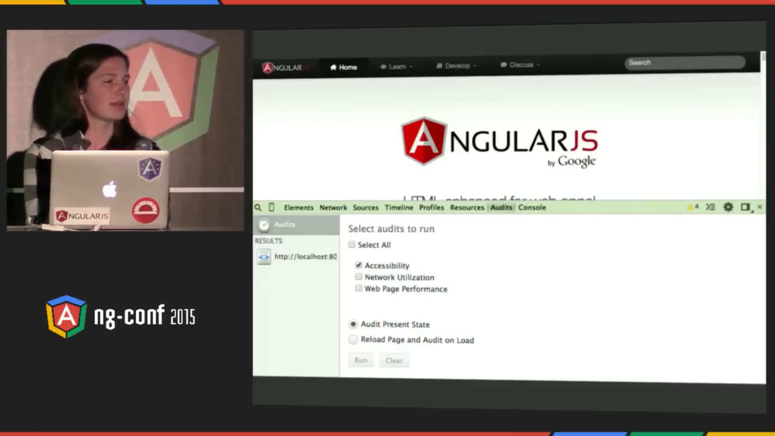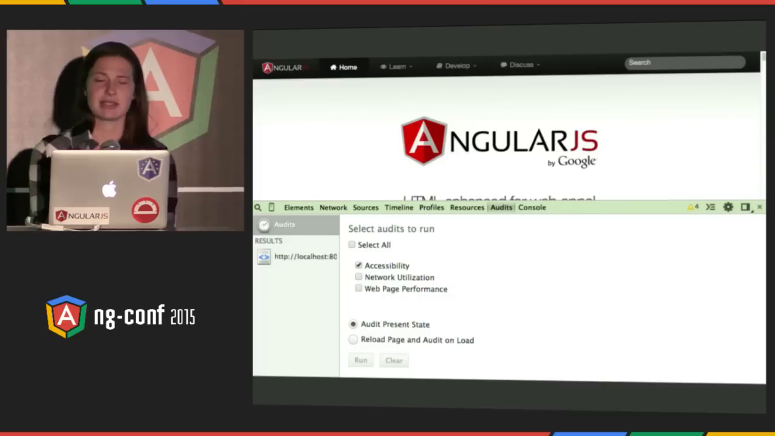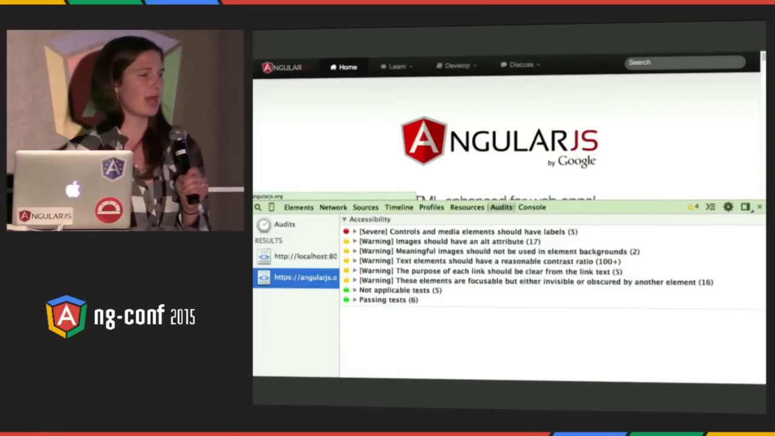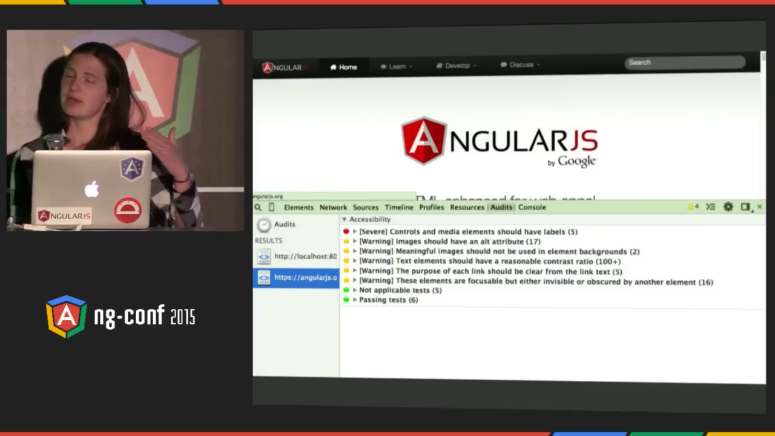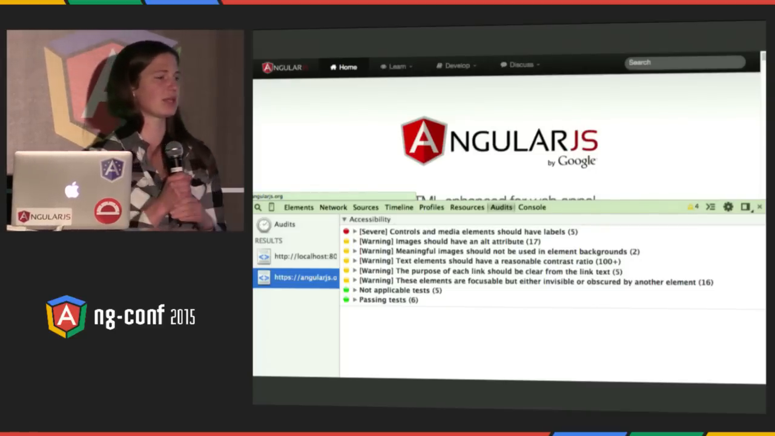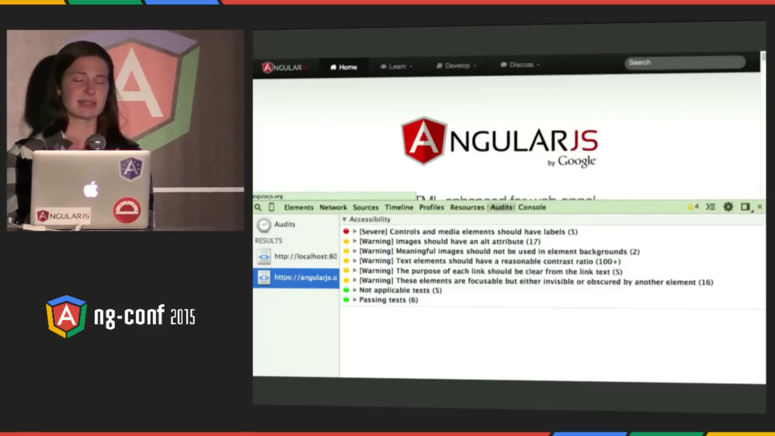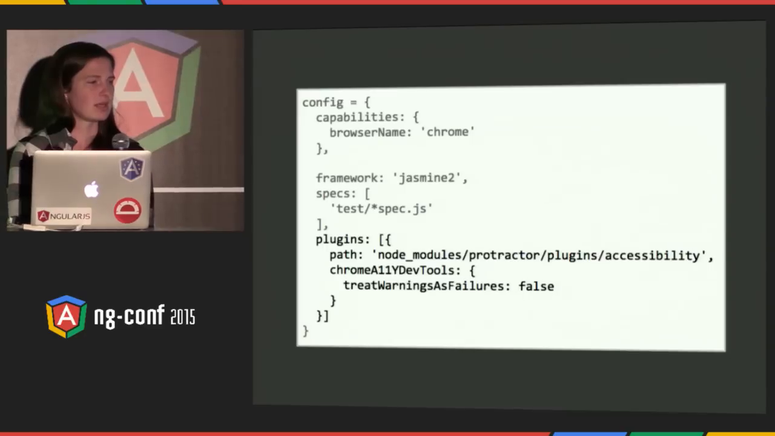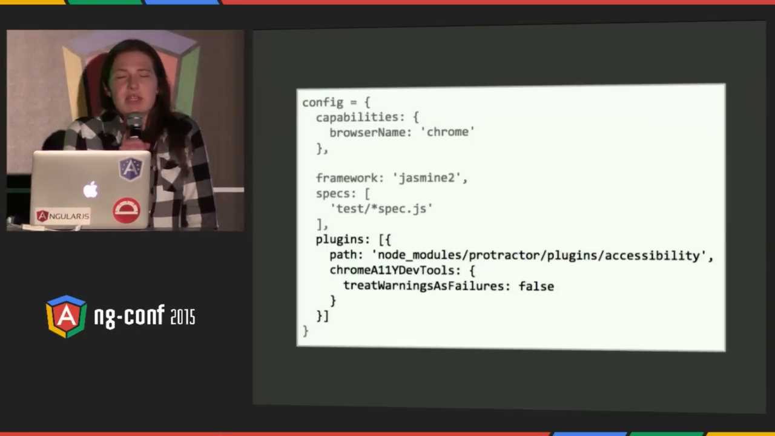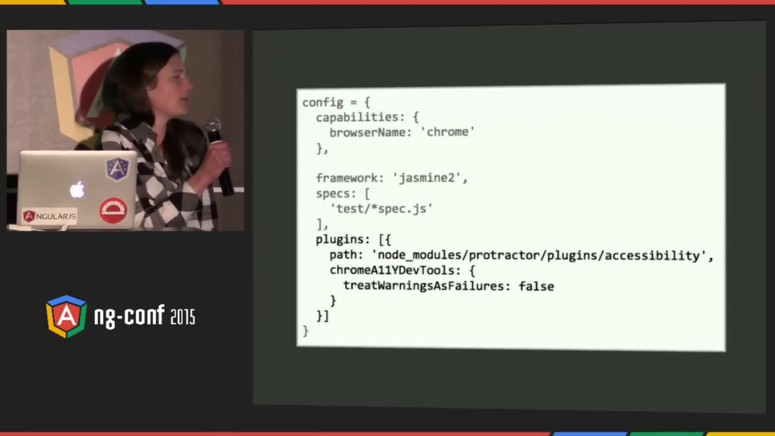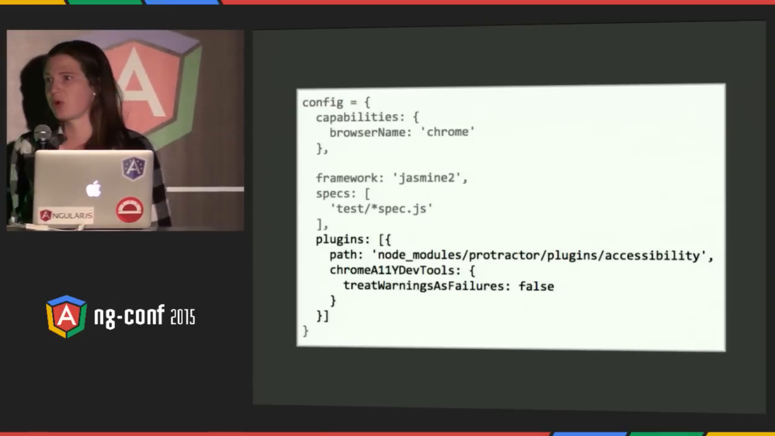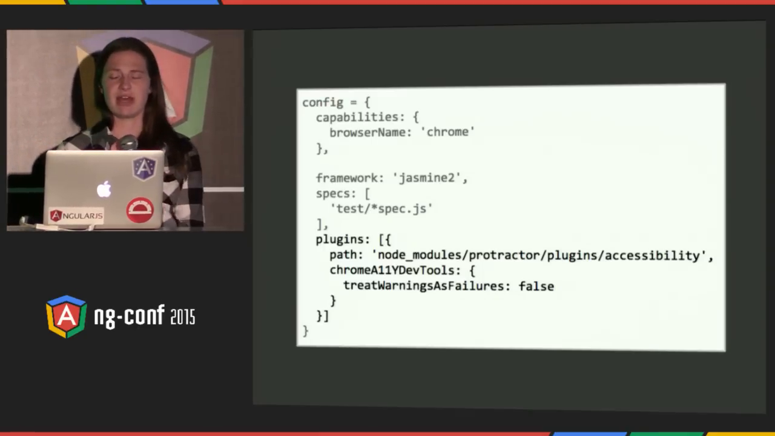And here I've shown what this looks like against the AngularJS homepage. So we run it, and we get a bunch of information about errors that might be severe errors or warnings on the page that look like accessibility red flags. This is the configuration again, enabling it, and we've added the option here to not treat those warnings as failures, just to notify about them.